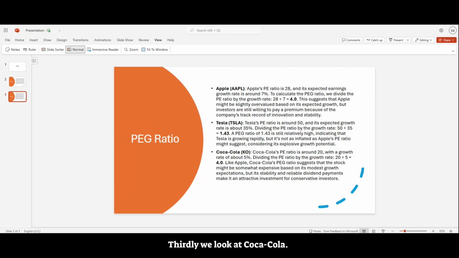Thirdly, we look at Coca-Cola. Coke's PE ratio is around 20 with a growth rate of around 5%. Dividing the PE ratio by the growth rate, 20 divided by 5 is equal to 4. Like Apple, Coca-Cola's PEG ratio suggests that the stock might be somewhat expensive on its modest growth expectations, but its stability and reliable dividend payments make it an attractive investment for conservative investors.